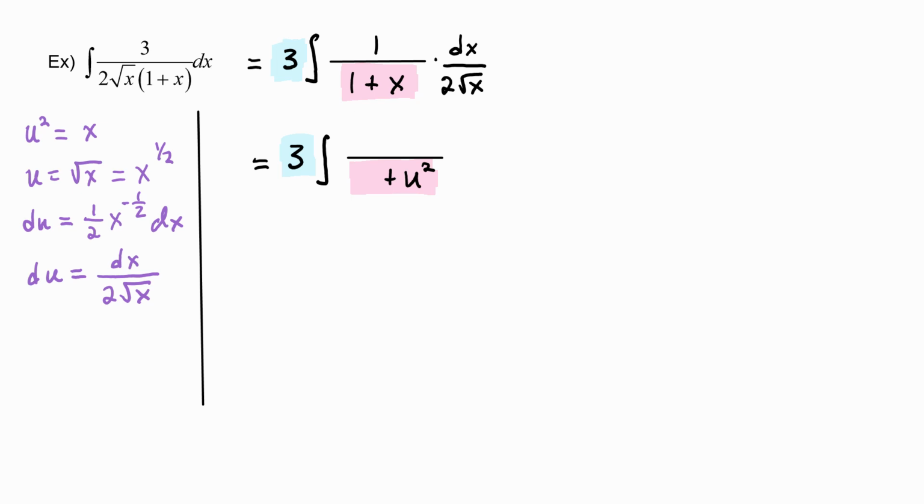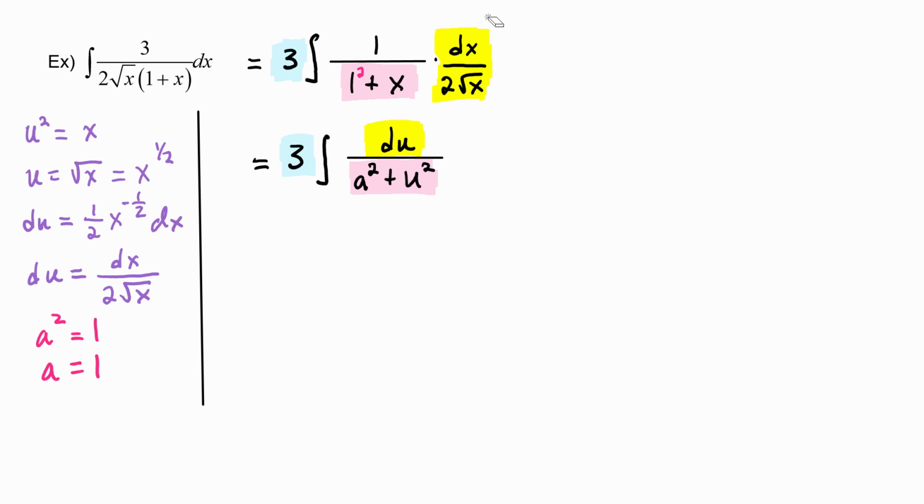And then that points us to let a squared be 1, which means a is 1. So then this 1 right here is the same as 1 squared, which can be replaced with a squared. And then this dx over 2 radical x can be replaced with du. So you could write it as 1 here and put the du here, or you can just write the du here. Same thing. So everything from the original integral has now been switched over to the u variable integral.